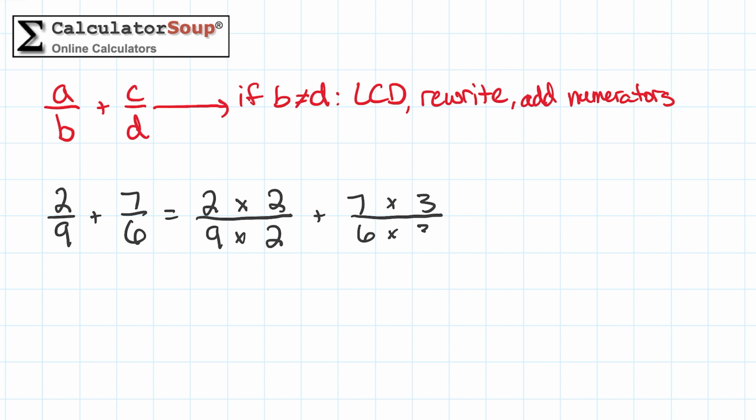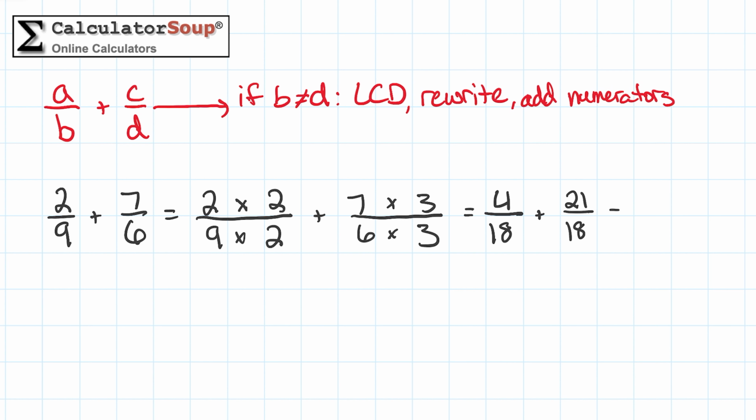2 times 2 is 4, and 9 times 2 is 18. 7 times 3 is 21, and 6 times 3 is 18. So our new equation is 4/18 plus 21/18. 4 plus 21 is 25, so our answer is 25/18. Let's simplify this fraction to a mixed number. 25 divided by 18 is 1 remainder 7. So put 1 as the whole number result and 7 as the new numerator over 18. Our simplified answer is 1 7/18.